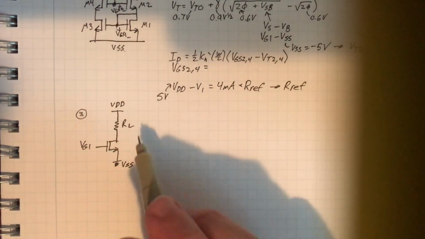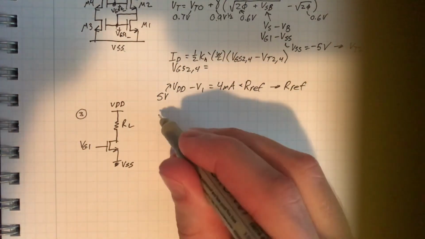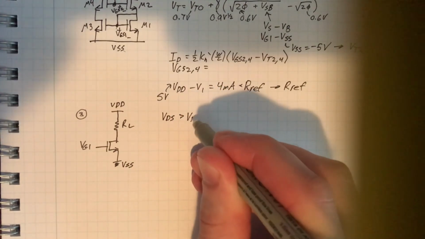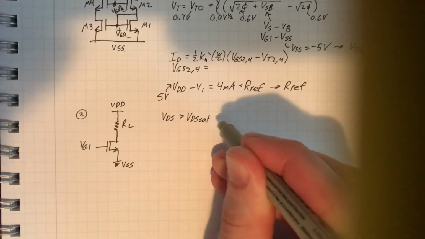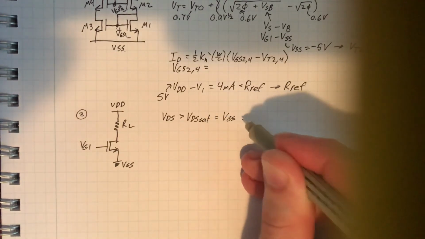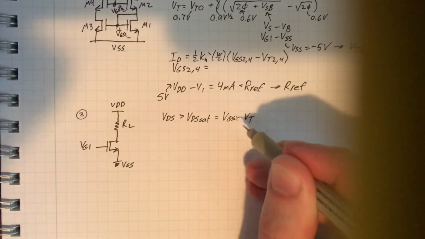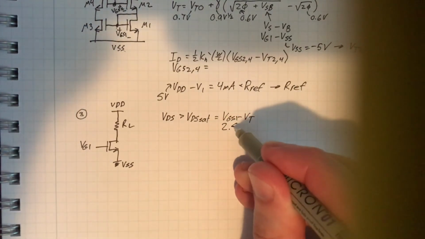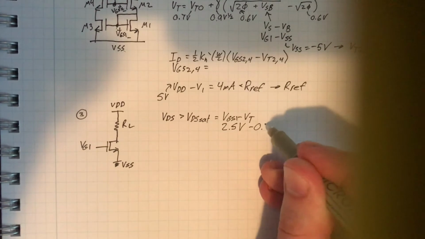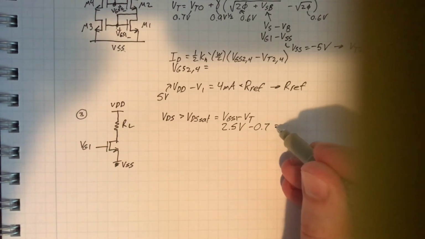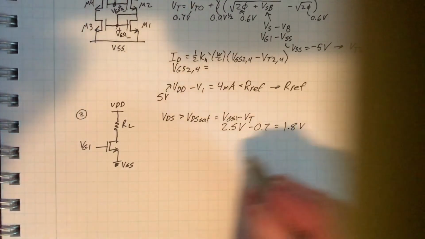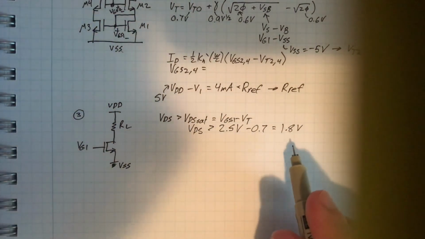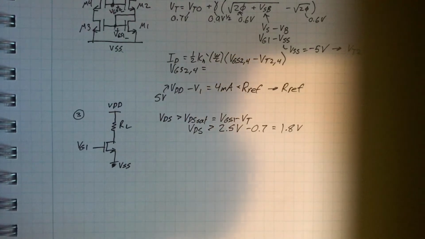So in order to stay in saturation, VDS has to be greater than VDS sat, which is VGS minus VT. I told you earlier that VGS should be around 2.5 volts. If you did the calculation correctly, VT is 0.7. So VDS has to be greater than 1.8 volts in order for this guy to work.